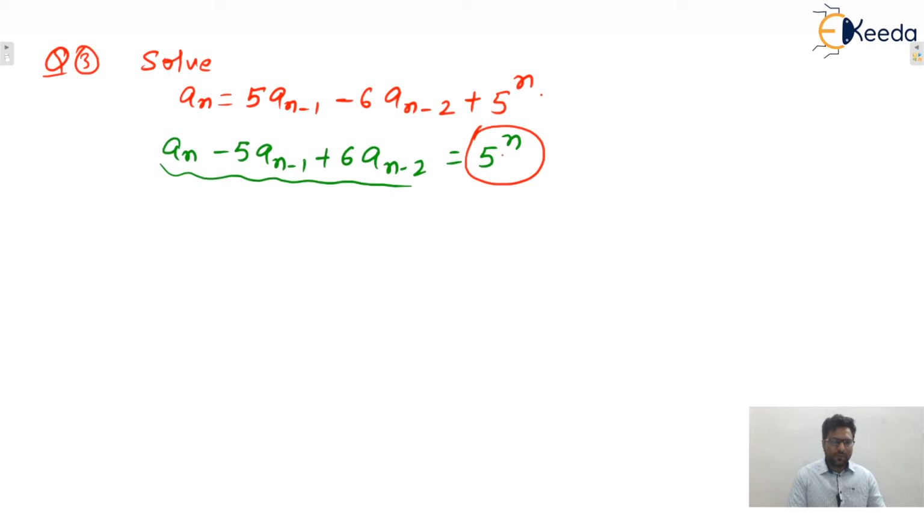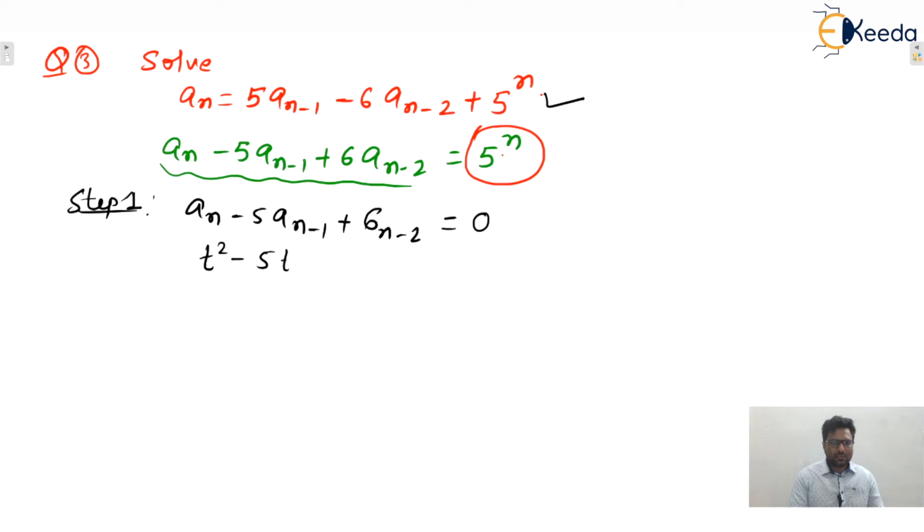So what will be step one? Here initial conditions, let's say, are not given. So yes, we can give the answer in the constants C1, C2, etc. No problem at all. So write step one. What is step one? You only tell me. Step one is a n minus 5 a n minus 1 plus 6 a n minus 2 put equals to 0. Now from here the characteristic equation will be t square minus 5t plus 6 equals to 0, isn't it? So from here we can say that roots will be 2, 3. So what will be the homogeneous solution?